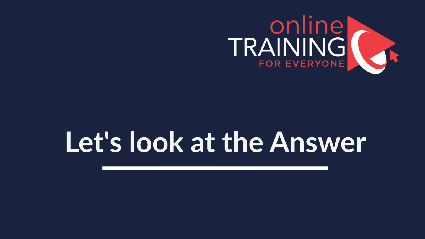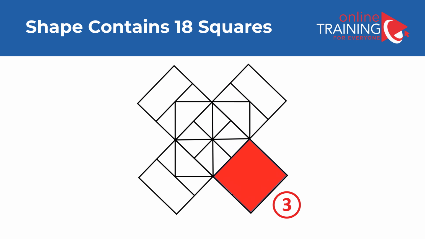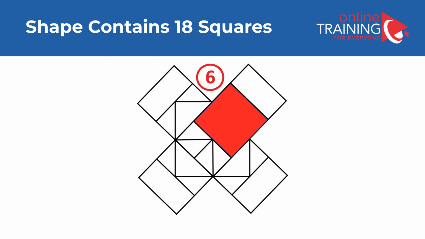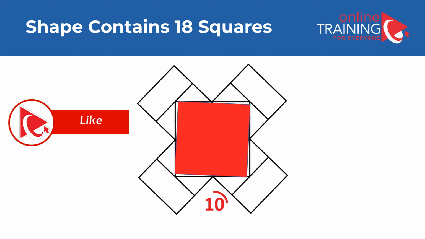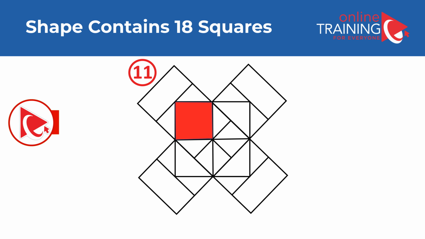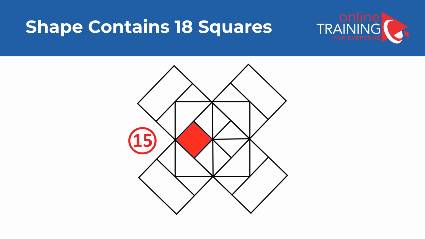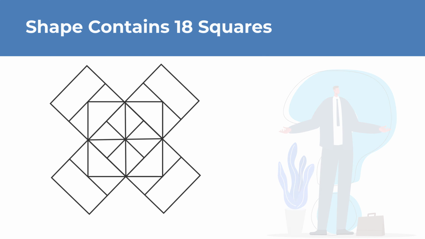Believe it or not, I counted 18 squares in this shape. Let me share them all with you. 1, 2, 3, 4, 5, 6, 7, 8, 9, 10, 11, 12, 13, 14, 15, 16, 17, and 18. I hope I found all of them. Do you see any additional ones? Please make sure to share them in comments.